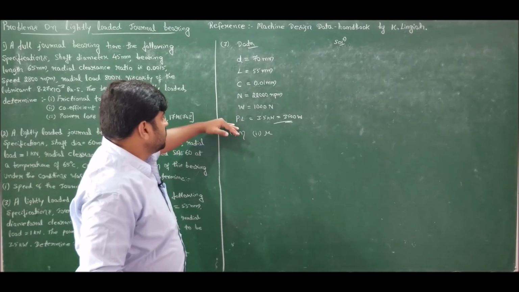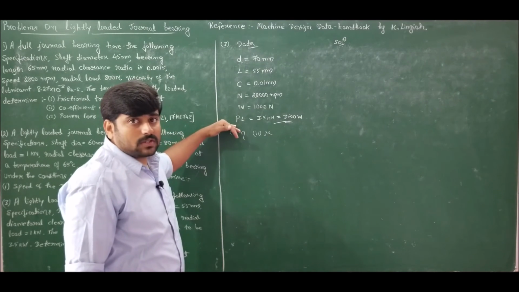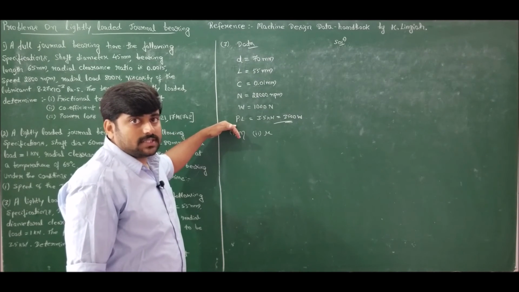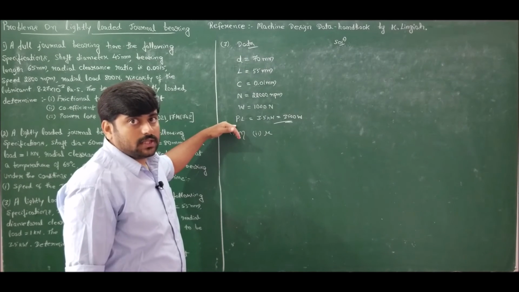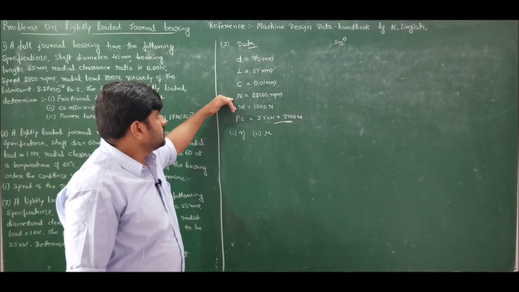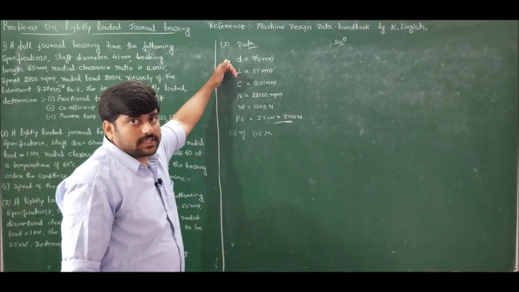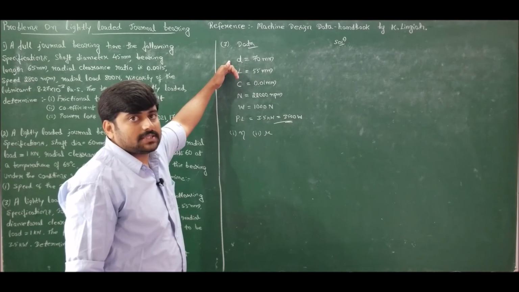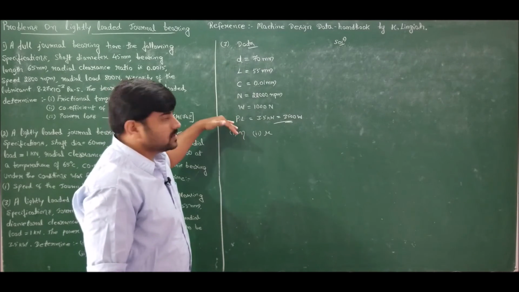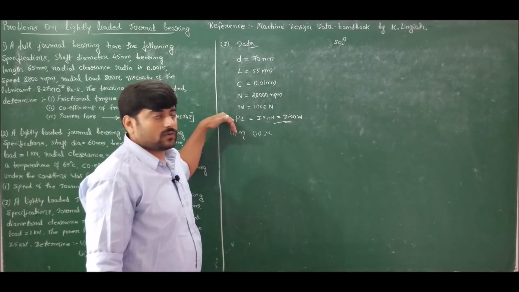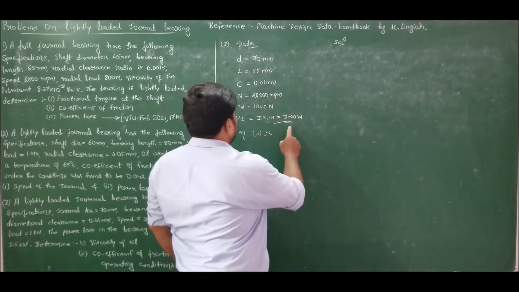Now if you observe, he has given power loss. So make use of power loss, you will get one unknown. Power loss is frictional force into velocity. Since RPM is specified and diameter is specified, I can find velocity. So therefore the unknown I will get is frictional force. So make use of the power loss equation and calculate frictional force. That is the first hint I am getting.